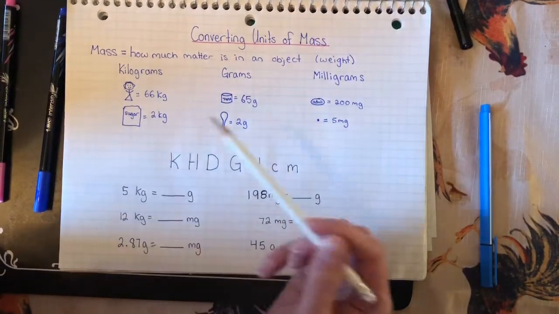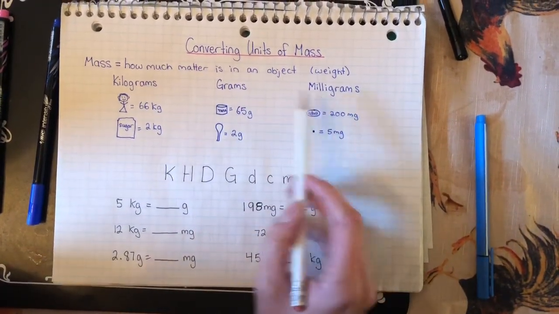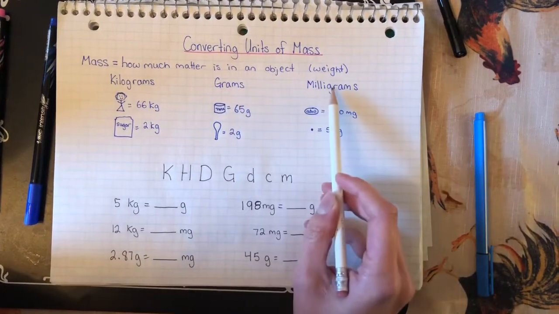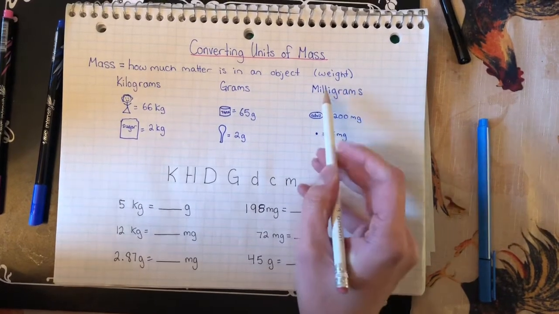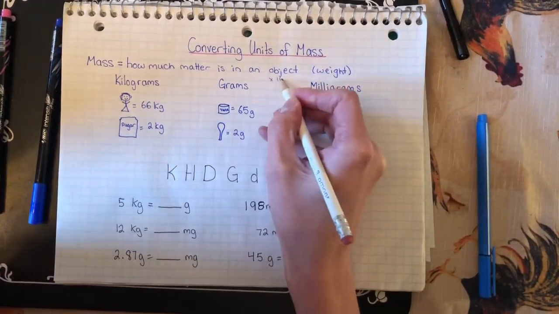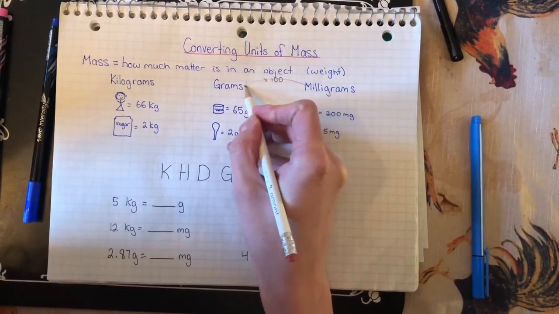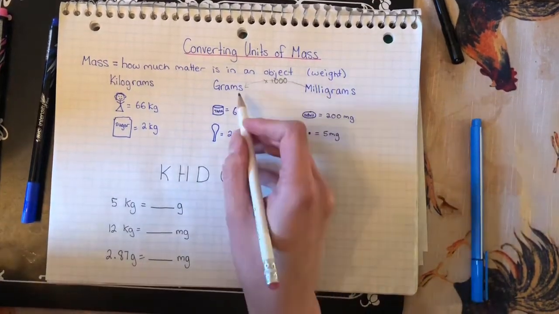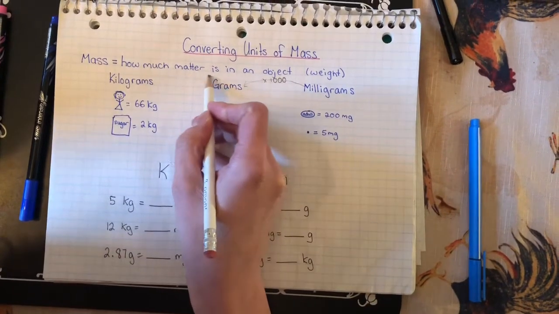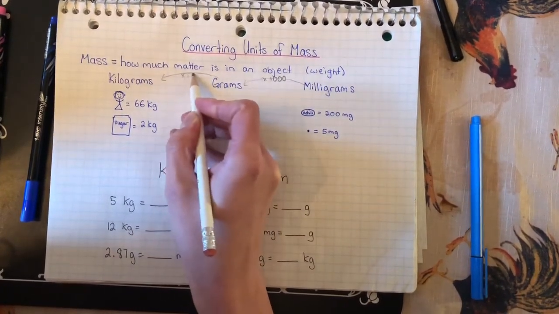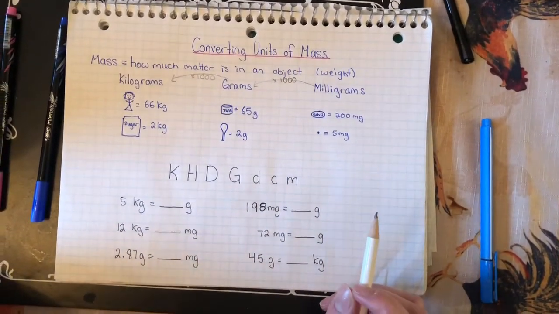When we're measuring the mass of any object or person, we have 3 units that we use most commonly. We have kilograms, grams, and milligrams. And they're actually 1,000 times different from each other. So there are 1,000 milligrams in a gram. So if we go from milligrams to grams, it's 1,000 times more. And then there are 1,000 grams in a kilogram. It's 1,000 times bigger.